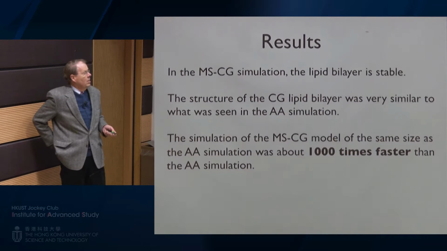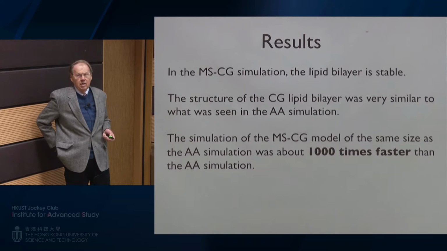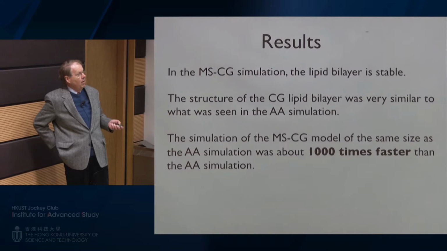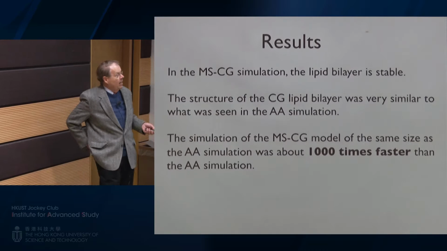Now, the startling thing was that the simulation of the MSCG model of the same size as for the all-atom simulation was about 1,000 times faster. Now, a 1,000 times increase in the power of your computer would be wonderful. But that's equivalent to what this is. If you are willing to give up some of the information and only get the information of the type we've been talking about, you can do your calculations 1,000 times faster. And that enabled them to simulate a much larger version of the bilayer.